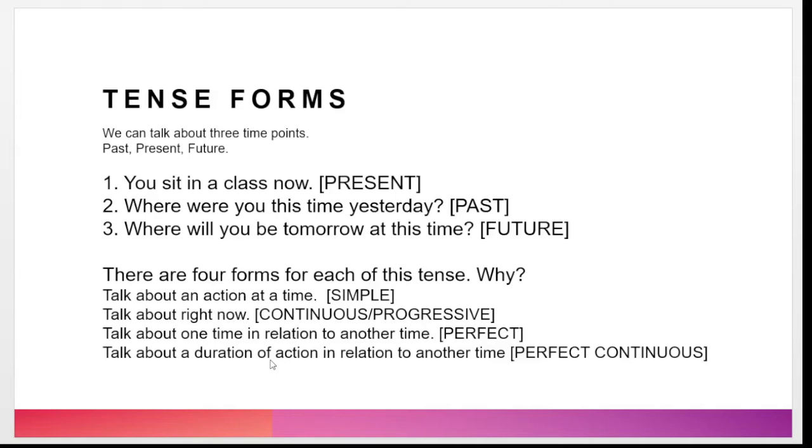Now these are general uses. The actual uses are very varied. For example, the simple tense can be used to show something that happened right now, something that happened in the past, that is going to happen in the future. So the various uses are a lot. These are general uses of these tenses. Now we have 3 times and 4 forms for each. So that makes it 12 different tenses in the English language.